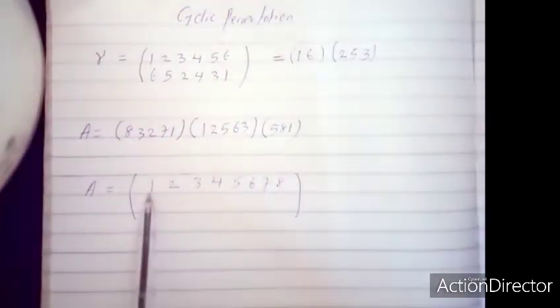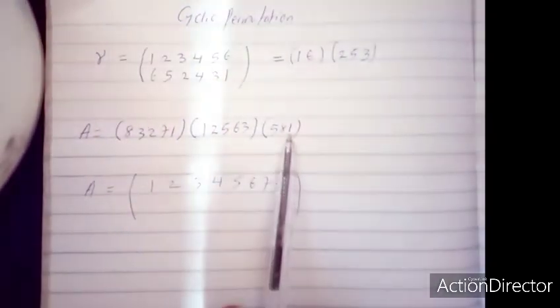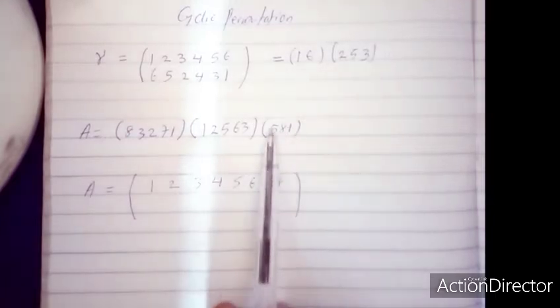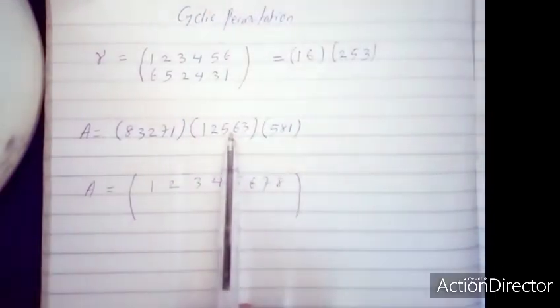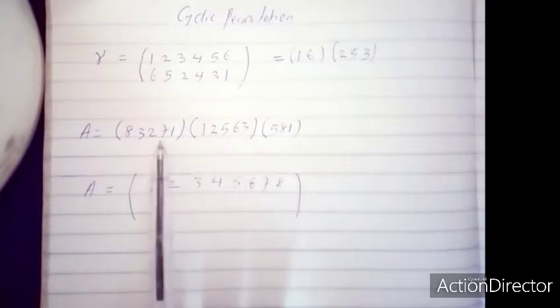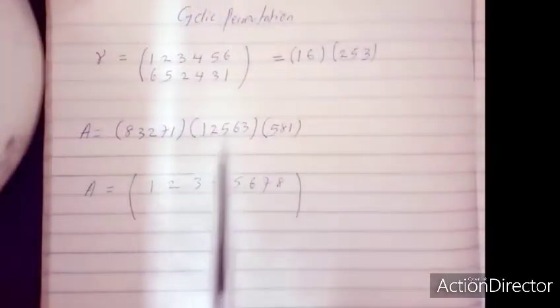Now look at this. For 1, check, do you have 1 here? Yes. 1 maps to what? The last one will always map to the first. 1 maps to 5. Check 5 here. 5 maps to 6. Do you have 6 here? No. That means 1 maps to what?